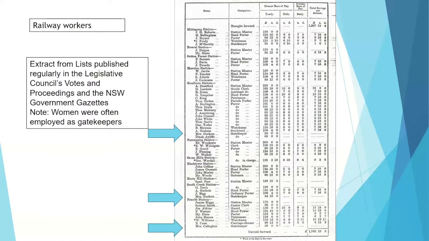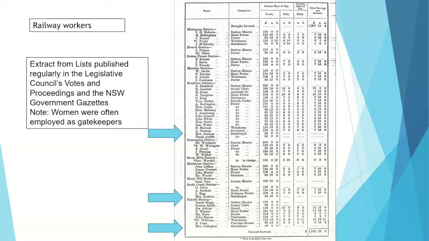Thinking about railway workers, for example, so in the 19th century, every now and then, lists would be published in the Legislative Council's votes and proceedings and in the New South Wales Government Gazettes. Women were employed, of course, a lot of people employed by the railways were men, but women were also employed. So women worked as things like being a gatekeeper or in clerical positions and those sorts of things.